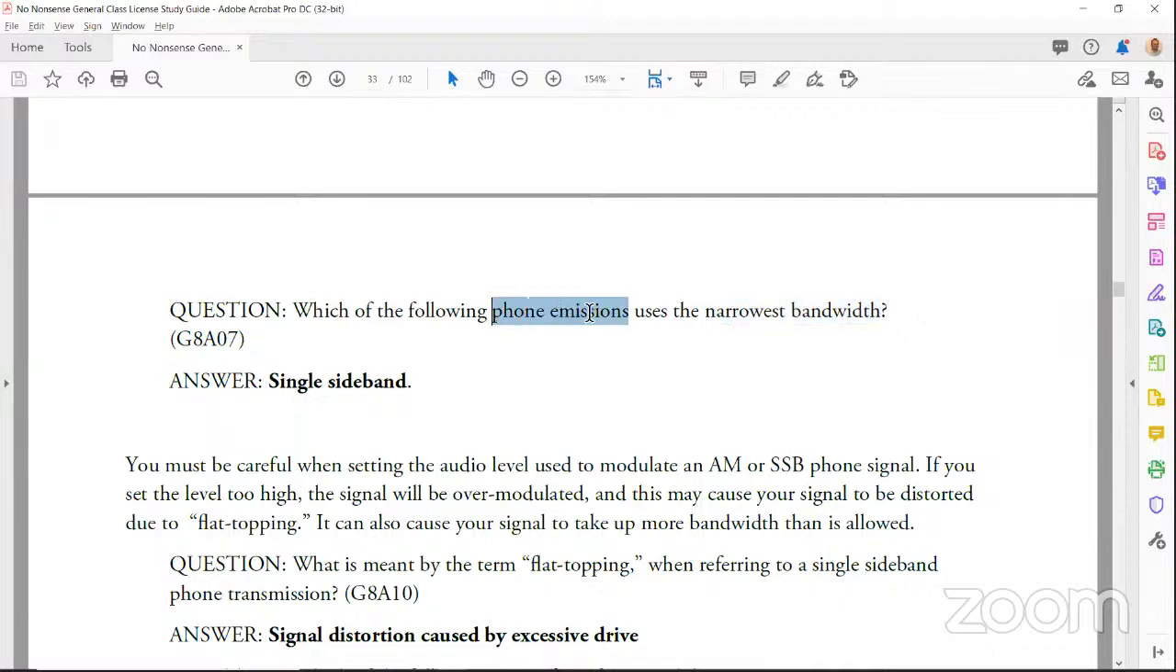And the reason they specify phone emission is because we learned that one of the emissions that uses the narrowest bandwidth is CW, but they're not asking us about that type of mode. They're asking us about phone emission. So therefore, the answer is not going to be CW. It'll be something else. And they want us to answer the question, the one that uses the narrowest bandwidth. And we had a diagram on the last slide deck that showed the various bandwidths for CW, SSB, AM, FM. And we saw that single sideband or SSB uses the lowest amount of bandwidth.